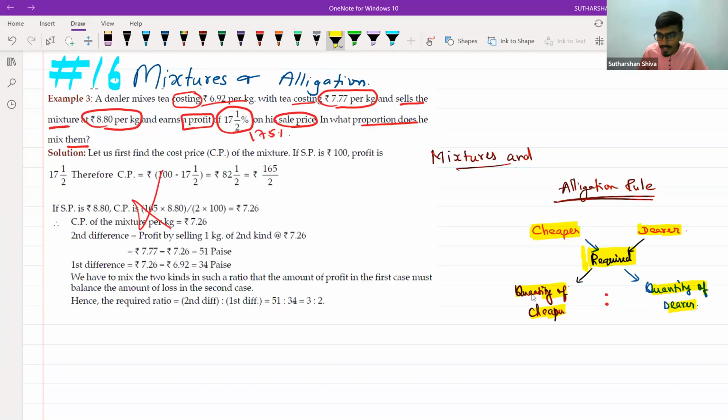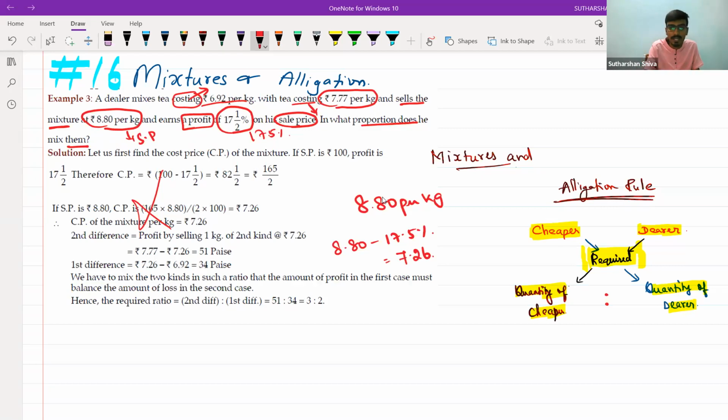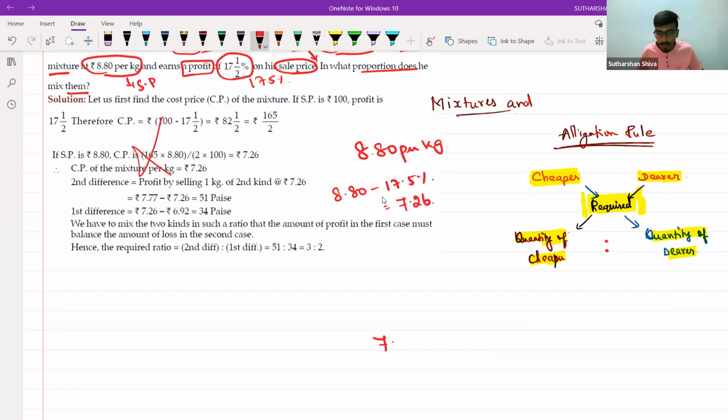To identify this required part, we will take 8.8 per kg because it is in the sales price. Okay, it is a sales price. These two things, it is in the cost price. So we want to make our required item towards cost. What we are going to do, 8.8 minus 17.5% in your calculator. Do it. 8.8 minus 17.5%. What you will get? You will get exactly 7.26. Correct? Put it in center, 7.26.